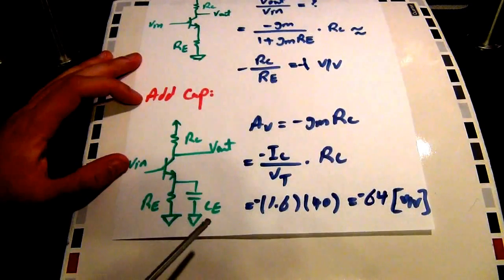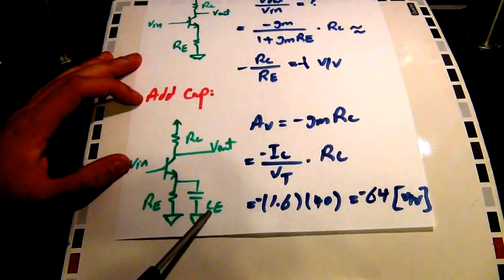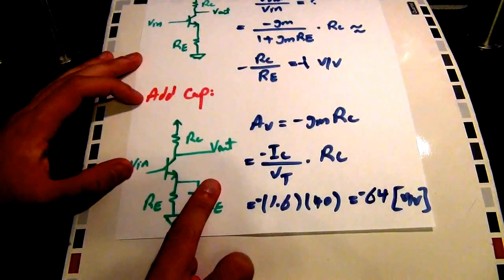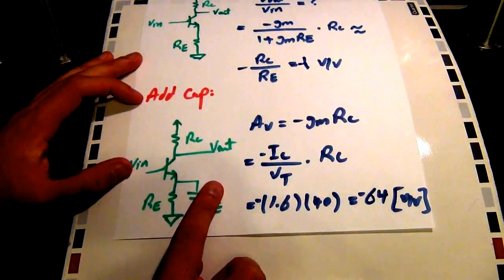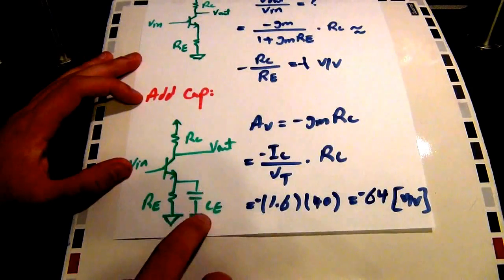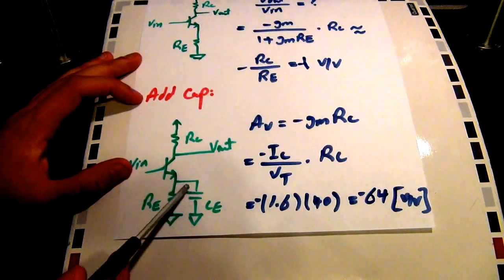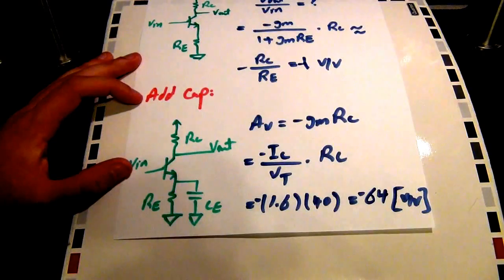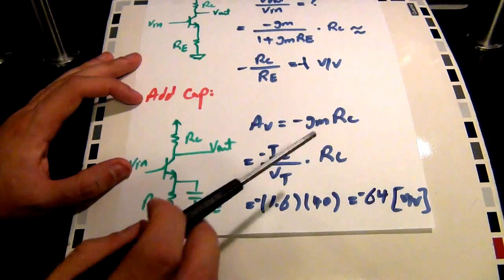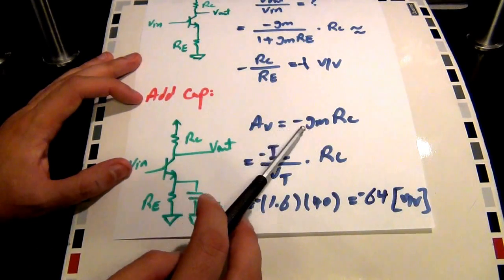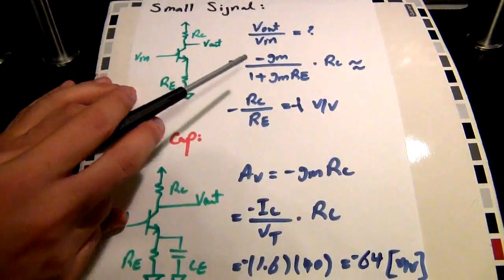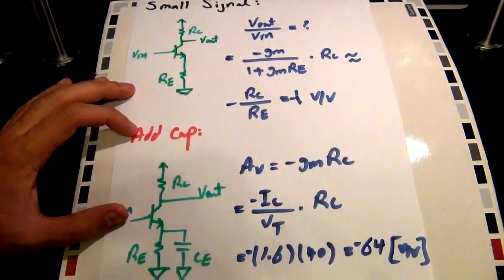If I were to add a capacitor CE in parallel with RE, this capacitor is not there at DC, and I have my beta-insensitive biasing without any problems. But at AC, if the value of CE is large enough, then this is going to act like a short circuit and it's going to eliminate RE altogether. In that case, our small signal gain is just going to become minus GM RC, which is equivalent to setting RE equal to 0 in this equation.